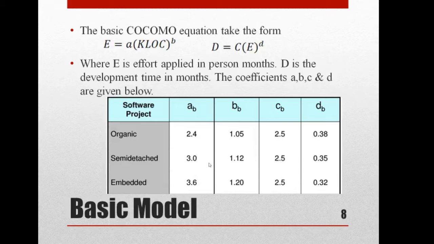With the previous experience, they have created an average or constant value, which is called the coefficients. A is a coefficient, B is a coefficient, C and D are coefficients, right? So for each and every project mode, organic, semi-detached, and embedded, they have created default values, right? Okay, fine. So from this, we can calculate the effort.